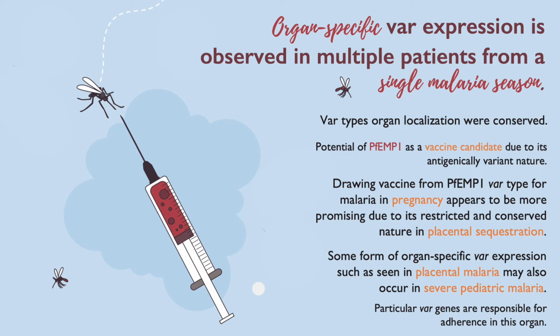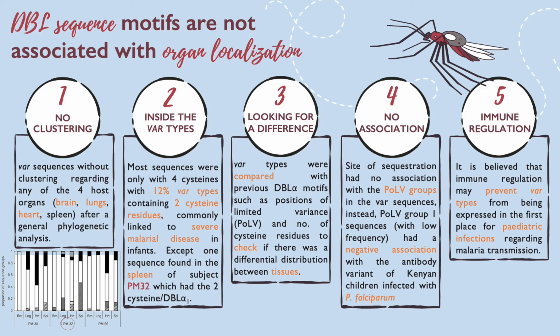This sharing of expressed VAR types between patients suggests that some form of organ-specific VAR expression, such as seen in placental malaria, may also occur in severe pediatric malaria. It was discovered that VAR sequences did not cluster with any of the 4 host organs, and that most sequences had 4 cysteine structures, with 12% of VAR types containing 2 cysteine residues, with the exception of PM32, which had a sequence in the spleen that had 2 cysteine structures instead of 4.